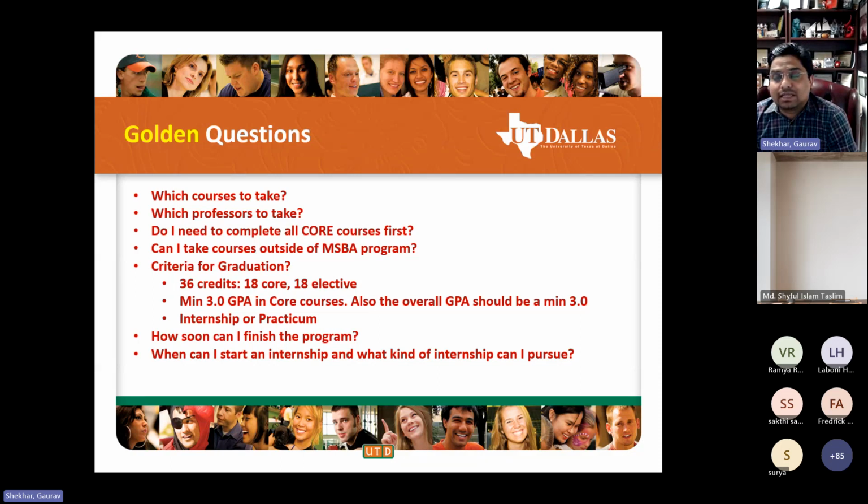Can I take courses outside the MSBA program? Yes, you can, up to 2 electives. Within JSOM, you don't need any additional approval. Even if it is outside the Jindal school, from some other school, you can. Sometimes our students want to take more stats classes because they want to do a PhD in stats, and this will help.